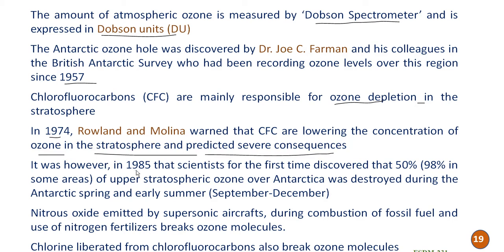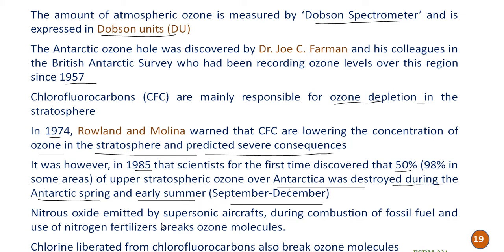It was, however, in 1985 that scientists for the first time discovered that 50%, that is 98% in some areas, of upper stratospheric ozone over the Antarctica was destroyed during the Antarctic spring and early summer, that is in September to December. So this is another report, and by this report they have reported that the stratospheric ozone over the Antarctica is destroyed in this Antarctic spring.